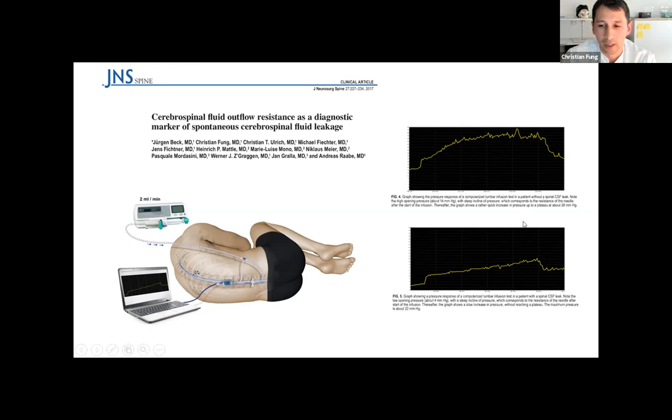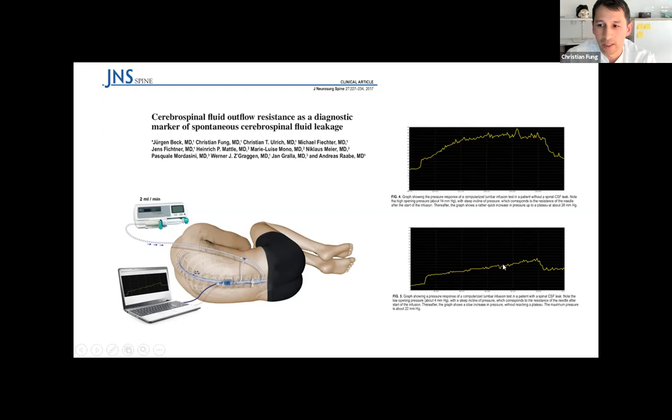Looking at the graph of the SIH patient, you have this steep incline in needle resistance when starting the infusion. But then after that, you really have no incline in pressure like in the normal patient. It goes very slowly and does not reach a plateau at all.